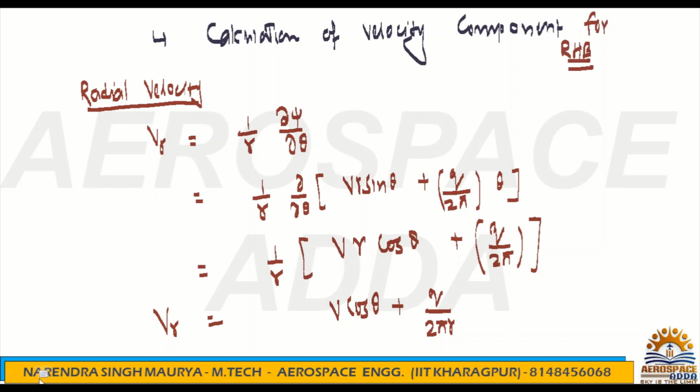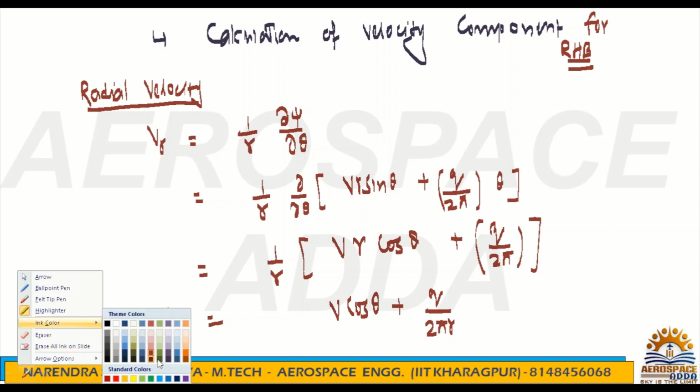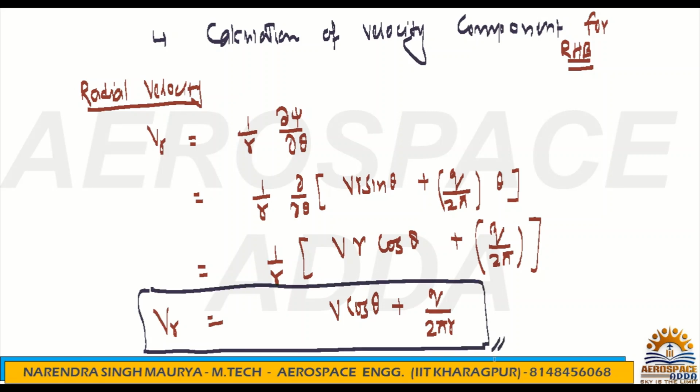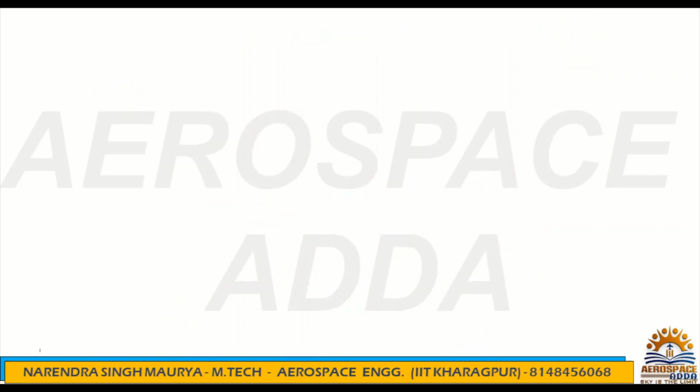Rankine half body, this is very important. Just focus on what is going on. It's very, very important for your exam. Rankine half body, this is the radial velocity. Now coming to the tangential velocity. What is the tangential velocity? So theta.